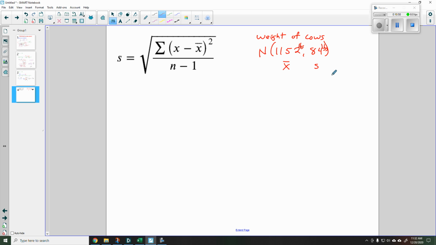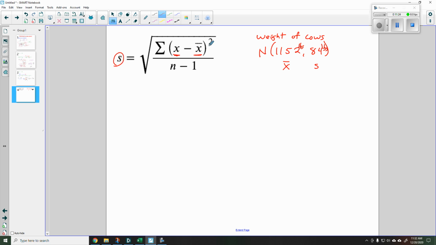Okay, and just so you know, over here is our formula for standard deviation, and very briefly, without getting into a whole thing about this, the method for finding it is I take, for every single cow in the herd, that cow's weight and I subtract it from the average weight of all the cows.